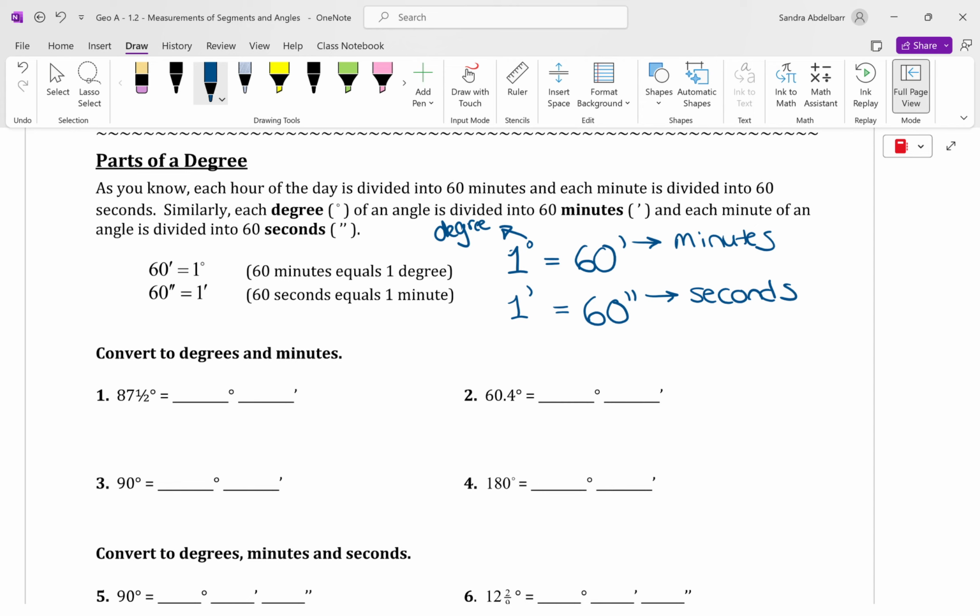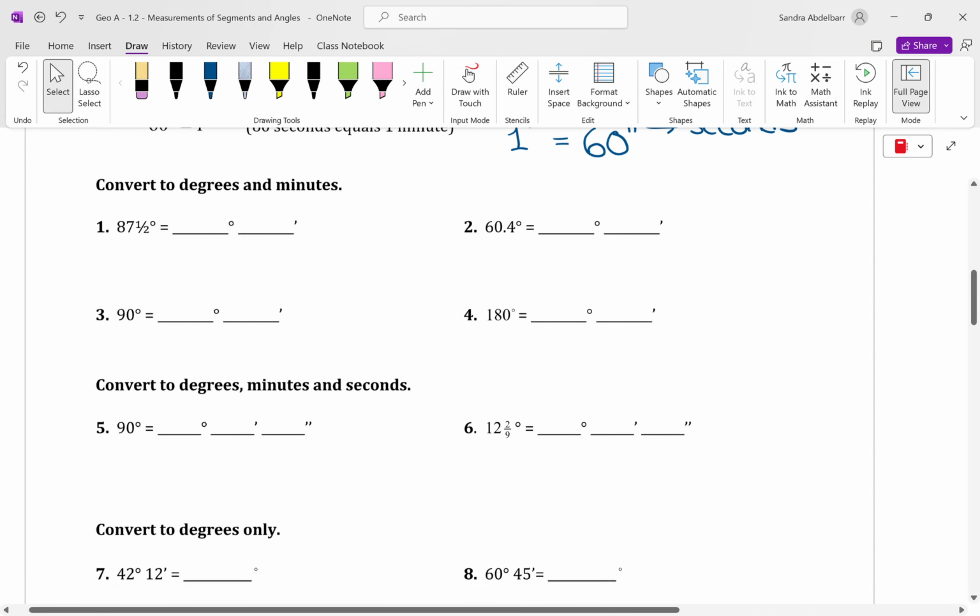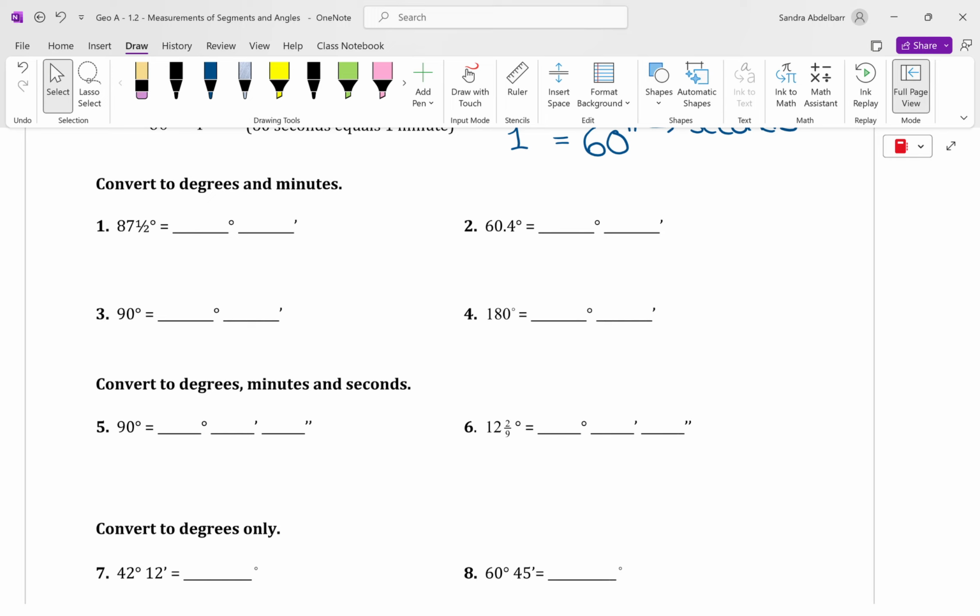All right, now what we're going to do is convert each degree into degrees and minutes. So the first one's saying convert this degree into degrees and minutes. The way you do this is you're going to take the whole number. Which one is the whole number? The 87 or the half? Which one's the whole number, Edwin? 87 is the whole number. You're going to keep the whole number as it is.